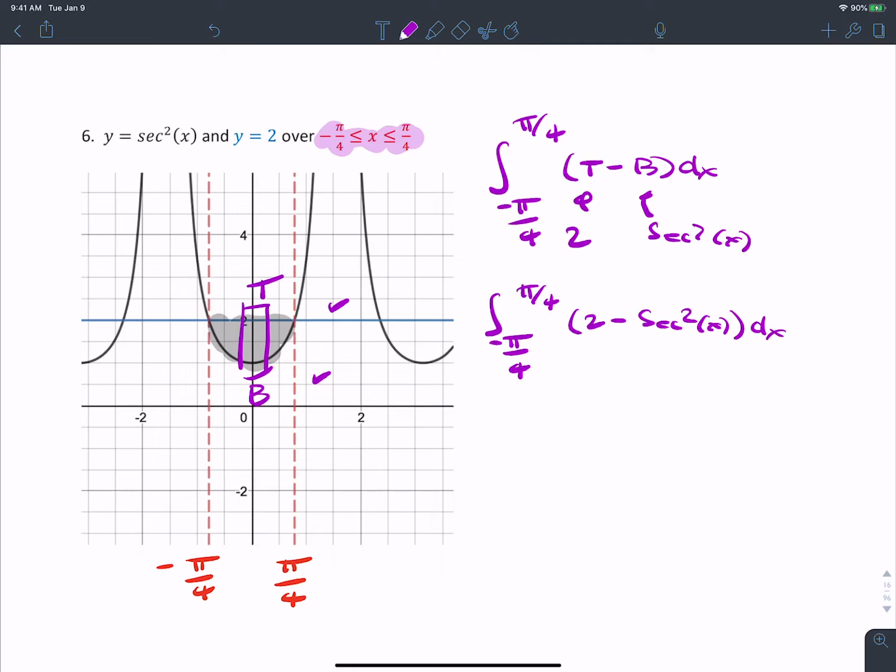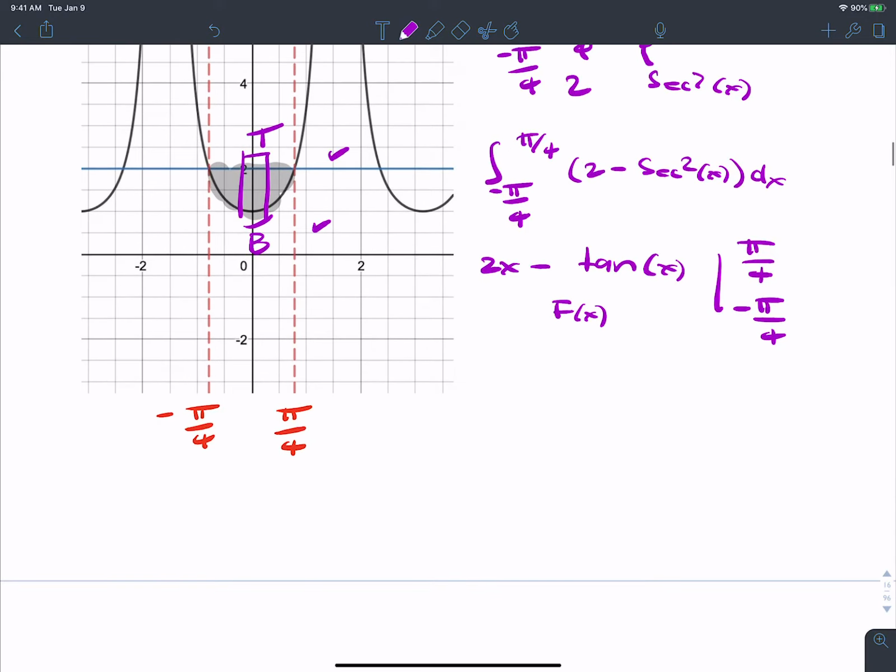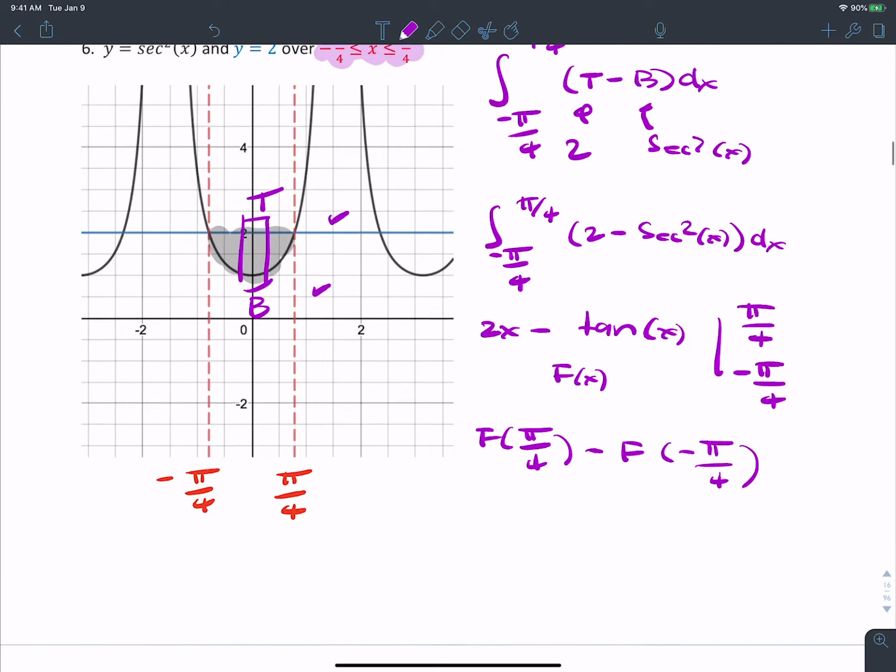Now what do you get? We need the antiderivative, right? So what's the antiderivative of 2? 2x minus, what's the antiderivative of secant squared? Tangent, good. This is from x is negative pi over 4 to positive pi over 4. Antiderivative. So we need f of pi over 4 minus f of negative pi over 4.